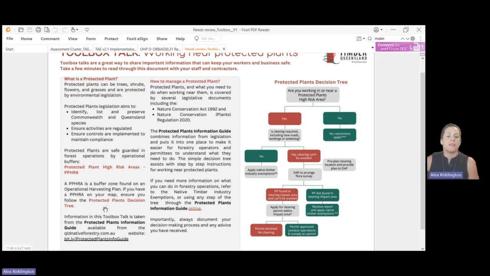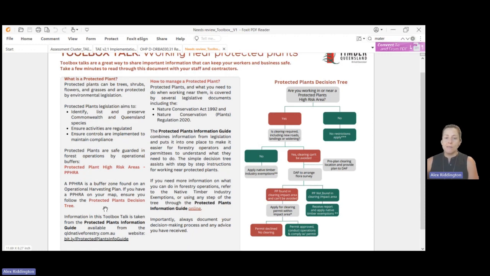All information listed within this toolbox talk is taken from the Protected Plants Information Guide. It's available on Queensland Native Forestry website that's been developed by Timber Queensland. Protected plants and what you need to do near working with them is covered in several pieces of legislation, including the Conservation Act and the Nature Conservation Regulations. The Protected Plants Information Guide combines information from the legislation and also DAF's contractual documents and puts it into one place to make it easier for forestry operators and permittees to understand what they need to do.